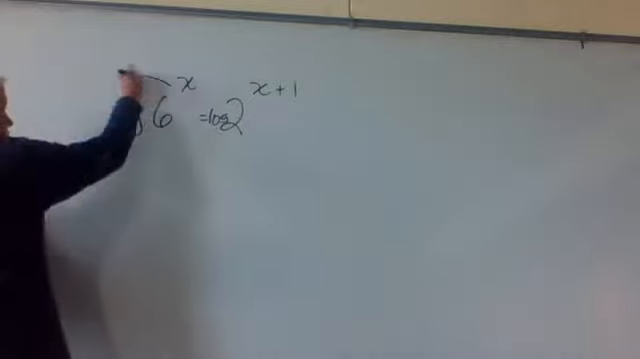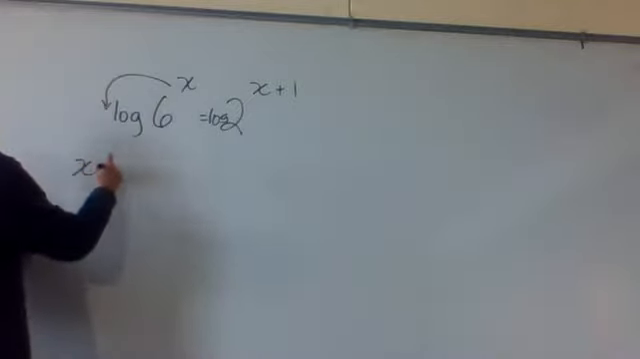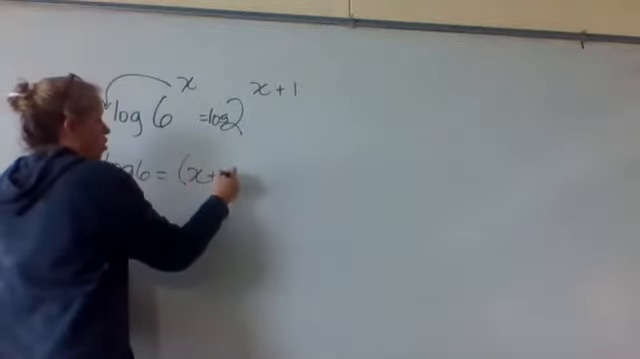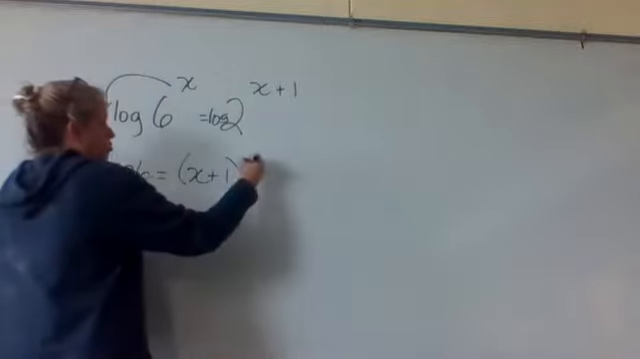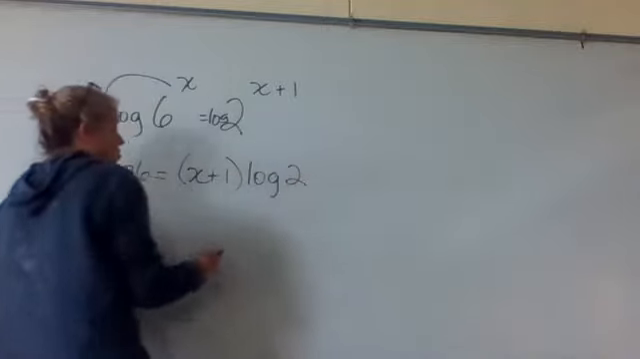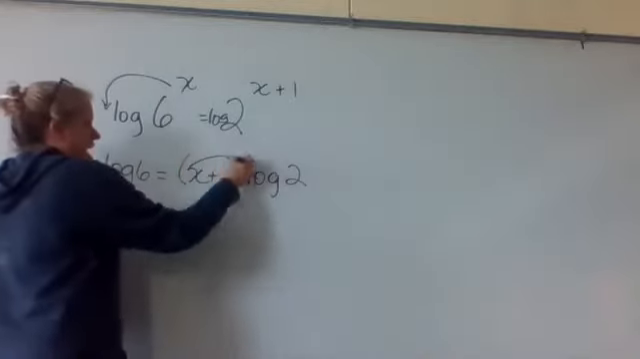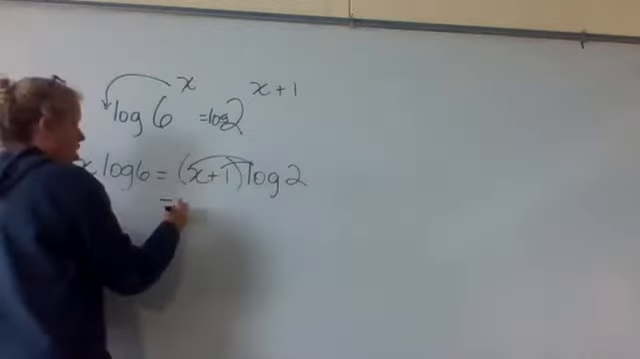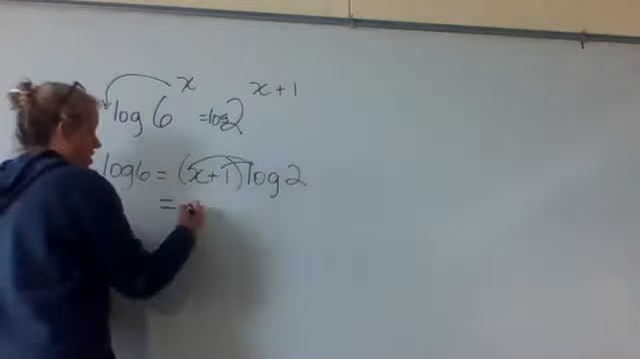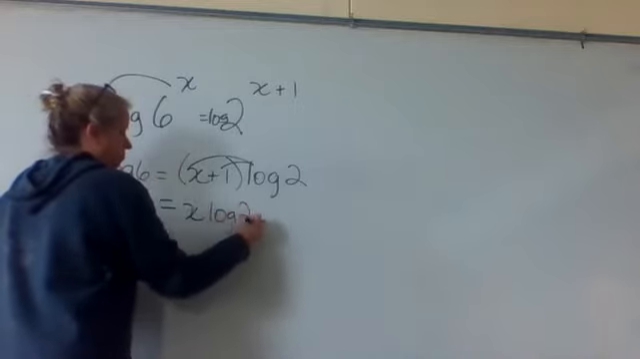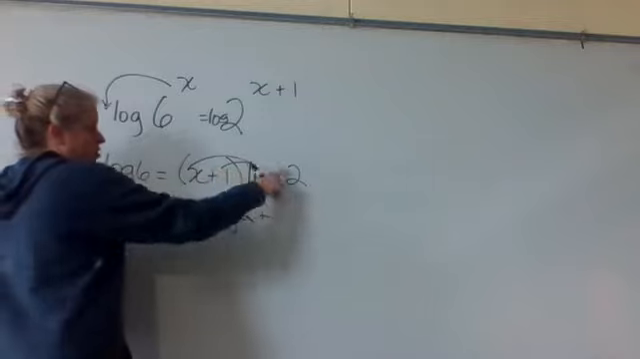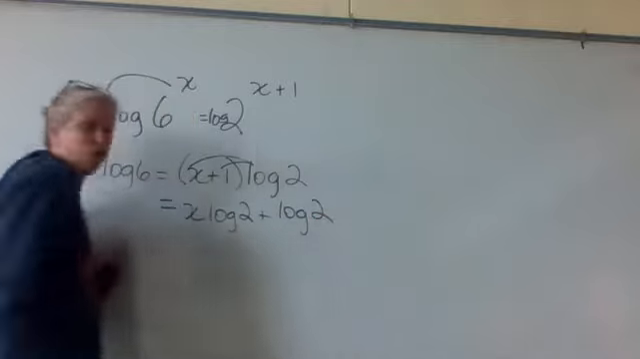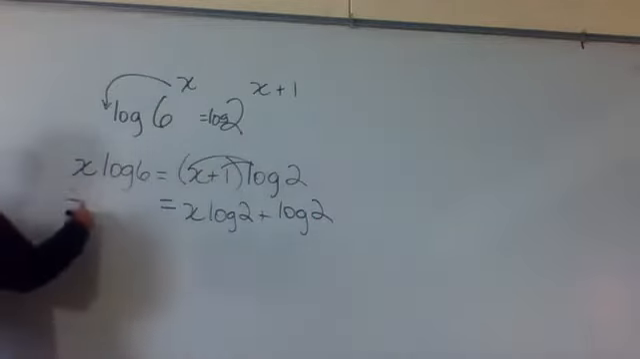Now this one's a little trickier. This one brings down the x. So I have x times log 6 equals, when I bring this exponent down, it's the whole exponent, so x plus 1 times log 2, which means the x and the 1 go to that log 2. So let's write that all the way out. If I move the x over here, I have x log 2 plus, if I multiply log 2 times 1, it still says log 2. I'm just going to drop this side down.